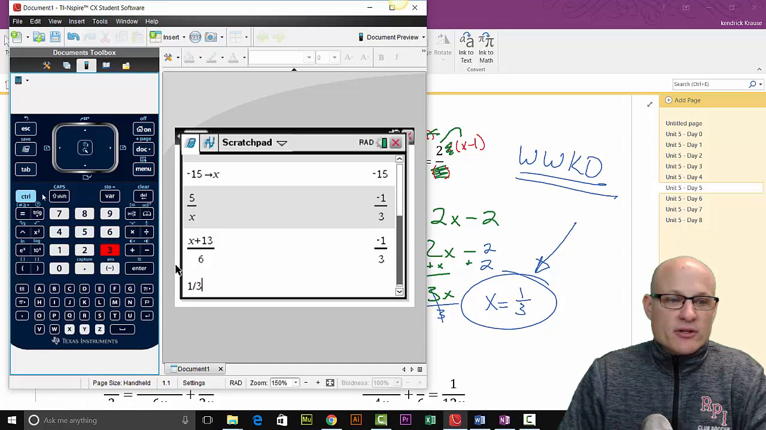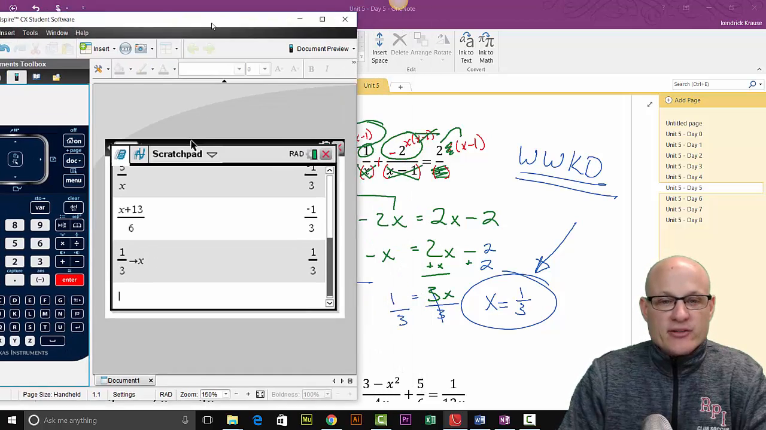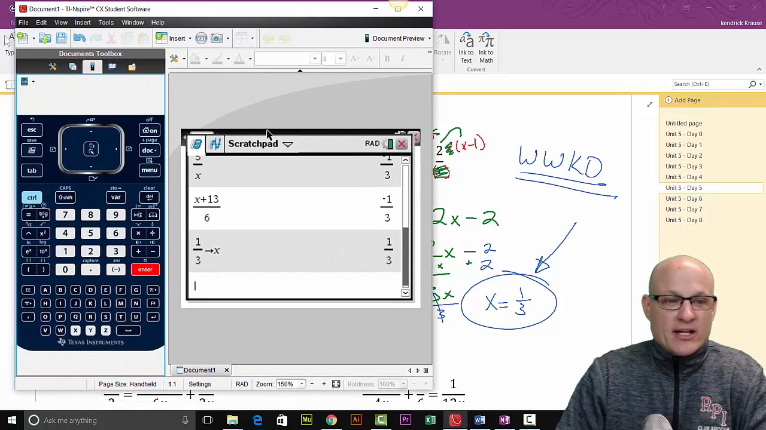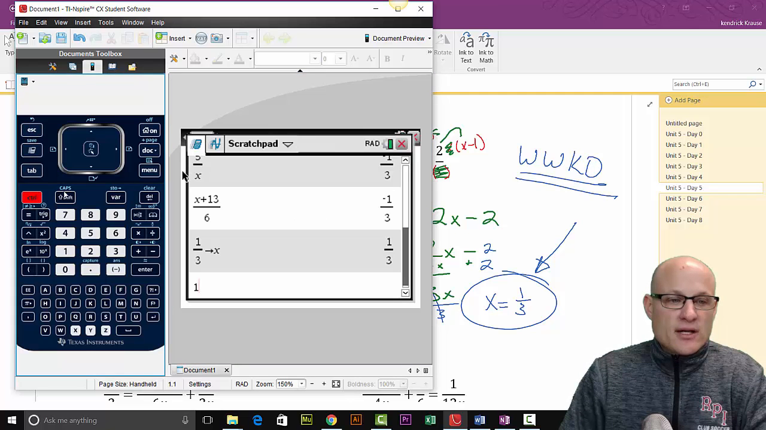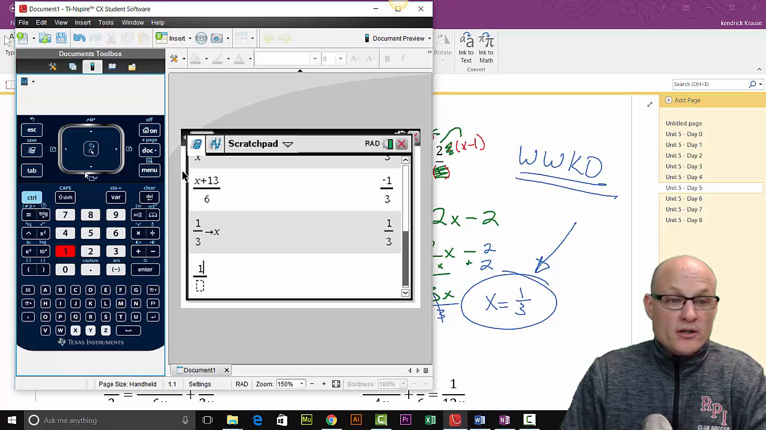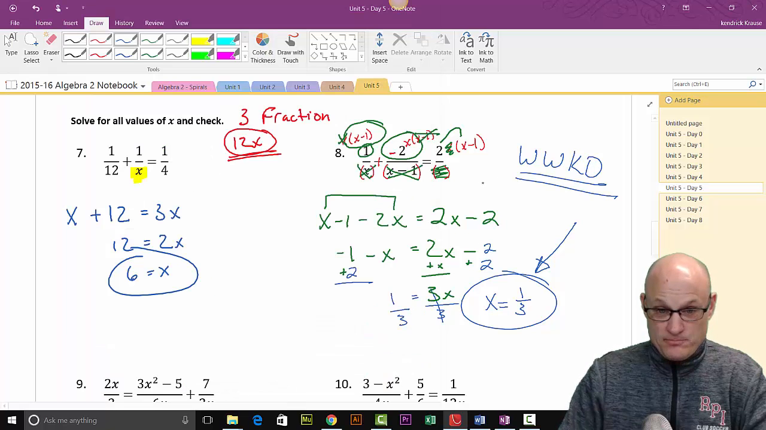1 divided by 3 store x. Now, notice I put it in without the fraction symbol, but it turned it into something nice for me. Okay, things are going okay. 1 over x minus, so 1, oops, escape. 1, control division, 1 over x. Now, I'm going to type it in exactly as it was originally.